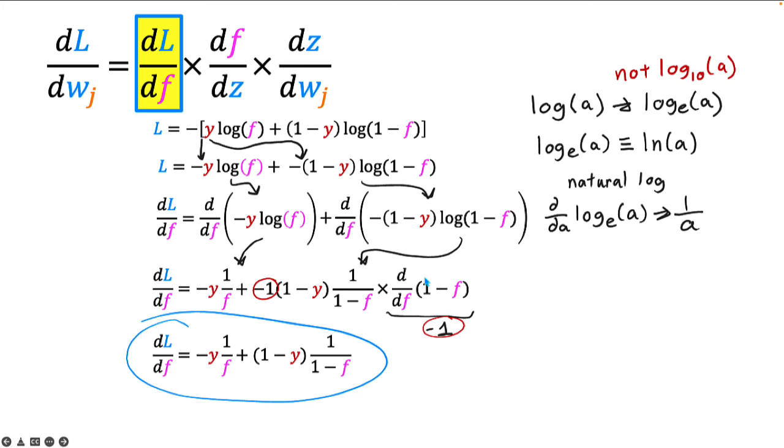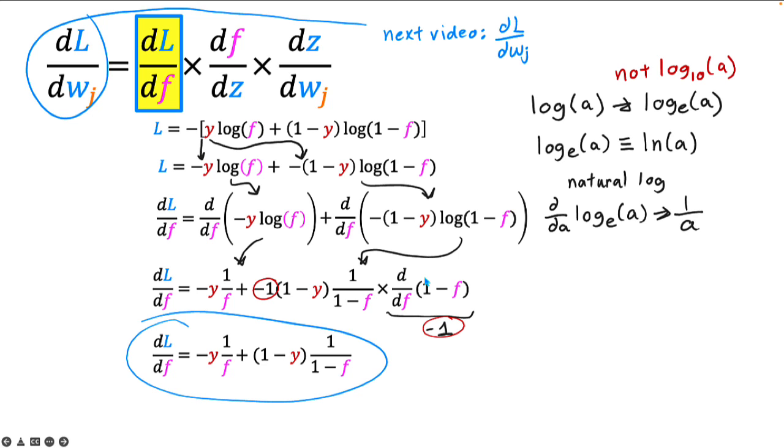Neat, huh? Now in the next video, we're going to calculate the derivative of the loss with respect to wj. And we're going to use those three derivatives that we just calculated in order to do that. From here on out, it's going to be easier and smooth sailing. So I hope you'll join me in the next video.